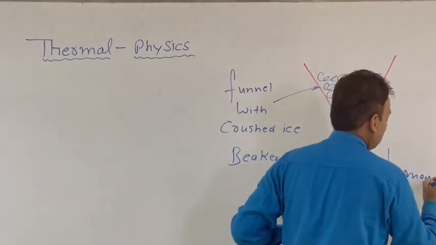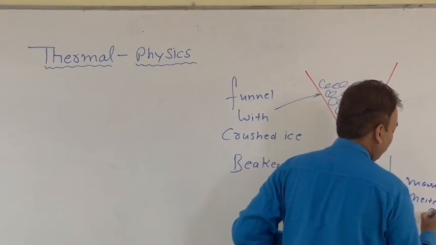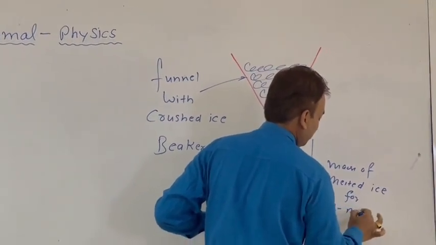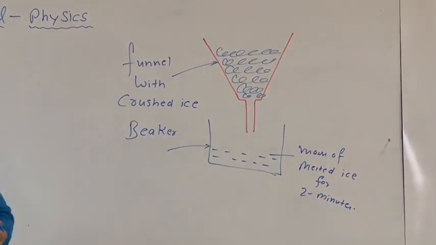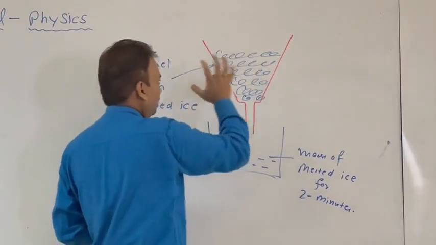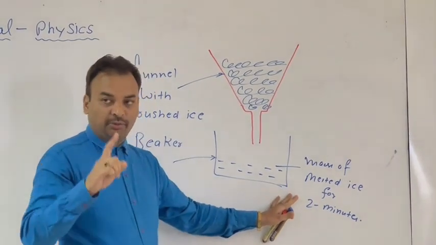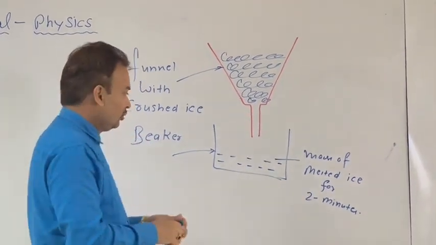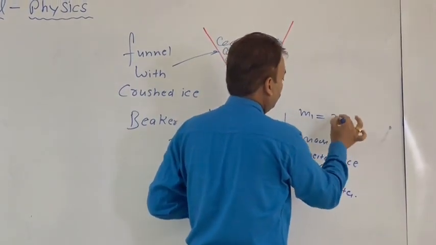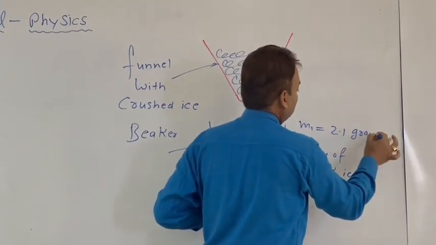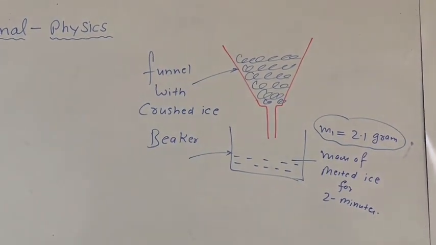So the mass of melted ice for 2 minutes, only for 2 minutes. This activity, right, means the heating due to the surrounding. The surrounding is just heating the ice, and the mass of the melted ice will be collected, but only for 2 minutes, right? So let me take the mass collected M1, that is equal to 2.1 gram. This 2.1 gram is due to the heat from the surrounding, right?